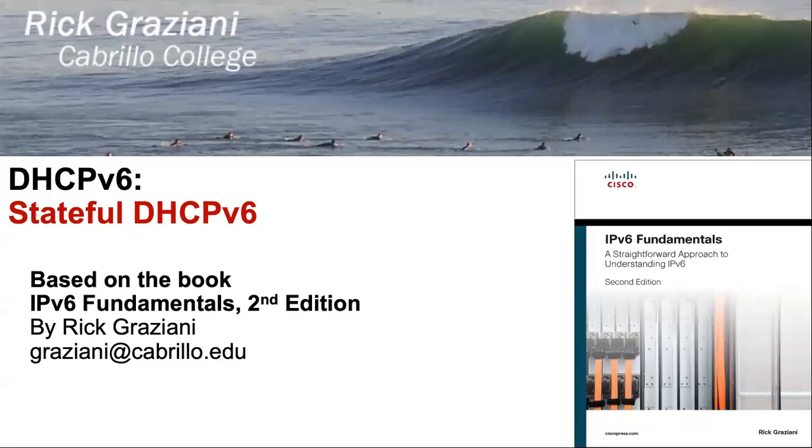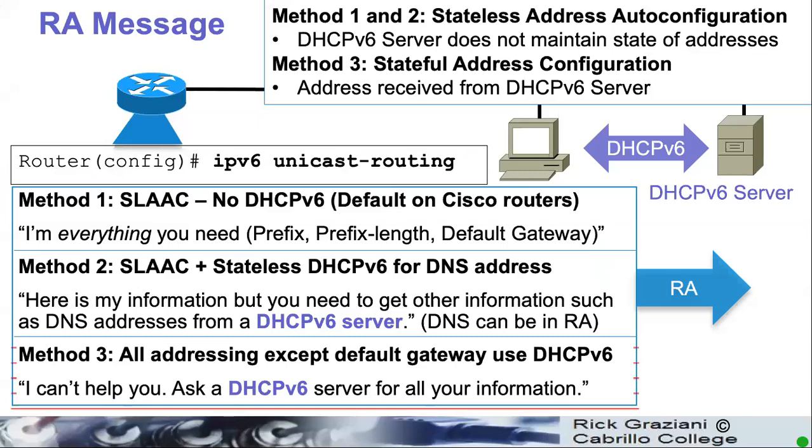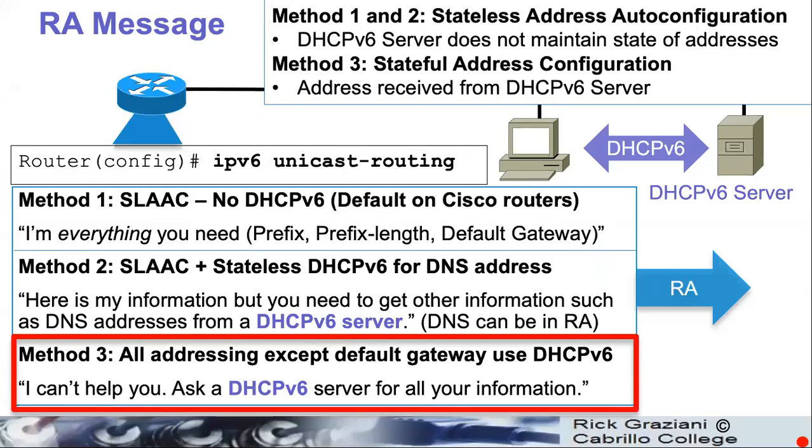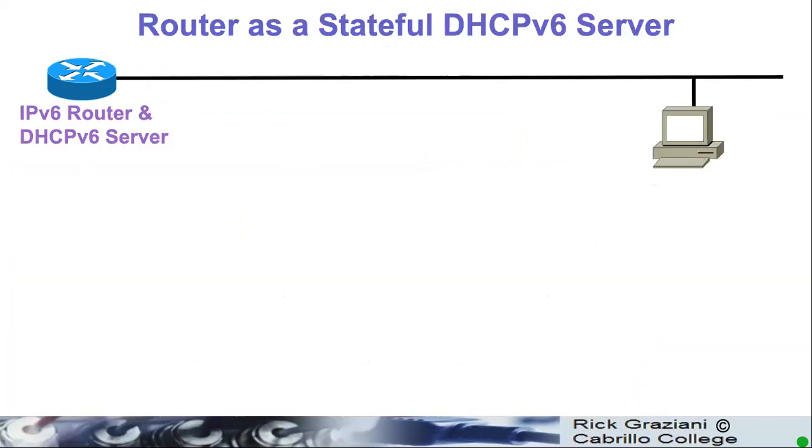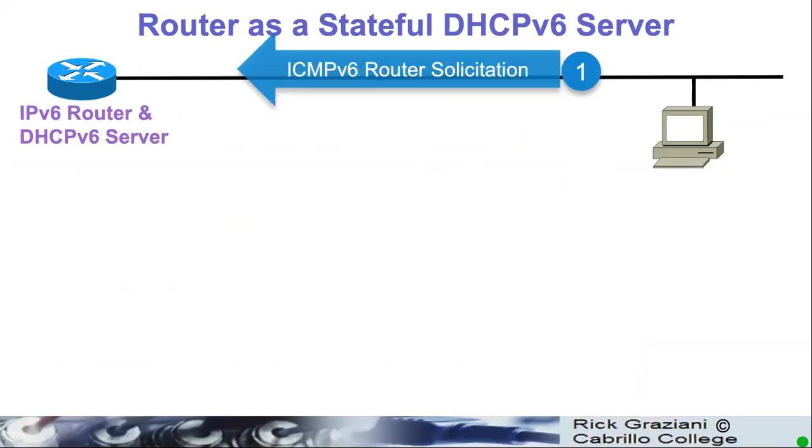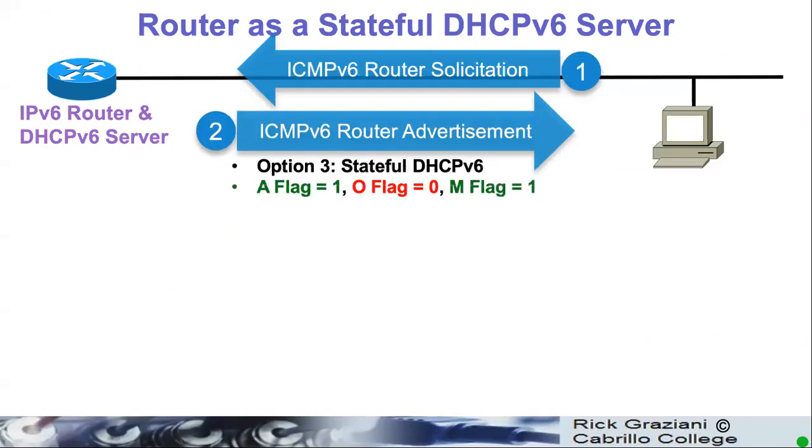Hi, in this video, we're going to talk about stateful DHCPv6. Okay, so we're going to look at method 3, where all addressing information except the default gateway address, which cannot be obtained from any DHCPv6 server, only the router advertisement, but everything else will be received or obtained from a stateful DHCPv6 server. Again, it all begins with the router advertisement message.